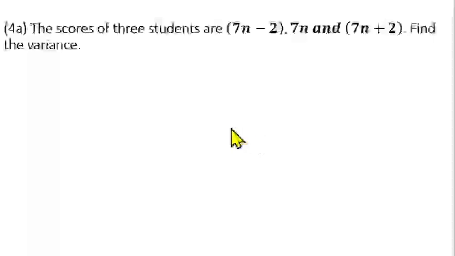Question number 4 is from statistics. We are told that the scores of 3 students are 7n minus 2, 7n and 7n plus 2. We have to find the variance. So we have this ungrouped data, which represents the scores of 3 students, but the scores are in terms of n. So we have to find the variance.